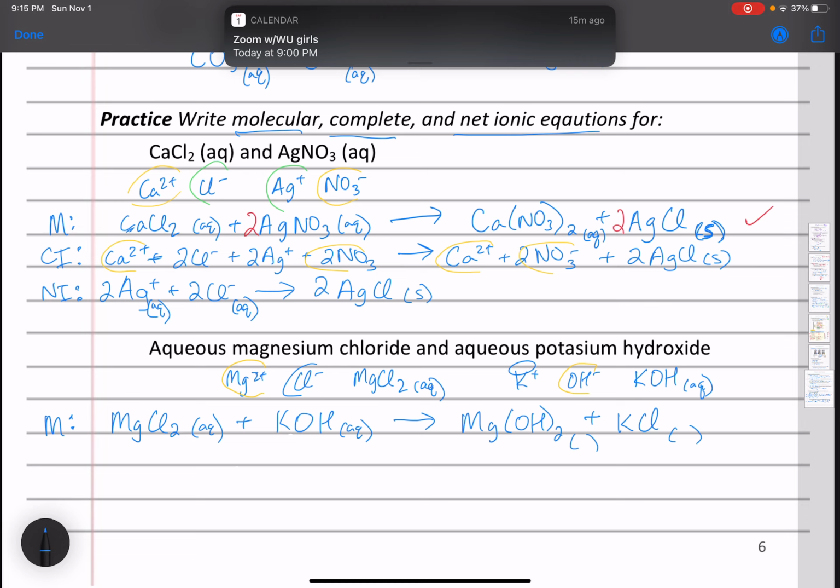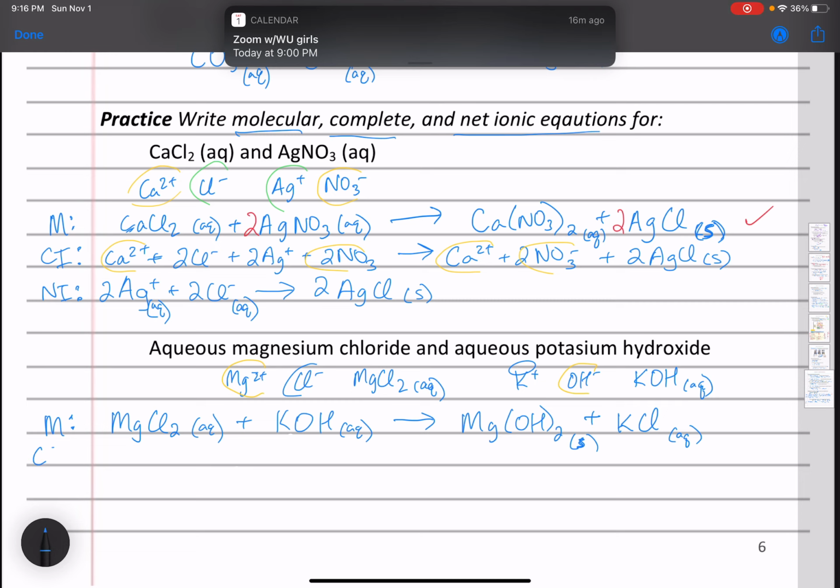Potassium chloride, potassium is a group 1 element, and group 1 elements are always soluble, so that will always be aqueous. Magnesium hydroxide, hydroxides are generally not soluble in water. There's a couple of exceptions, but magnesium is not one of them. So it is insoluble. That's going to be our solid precipitate.